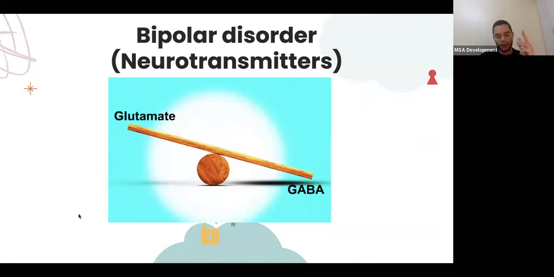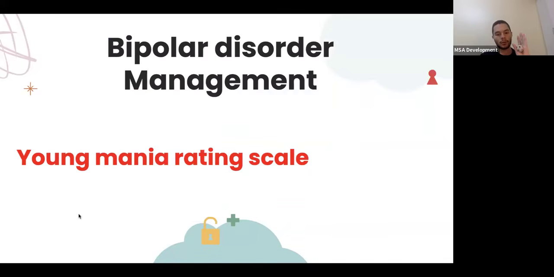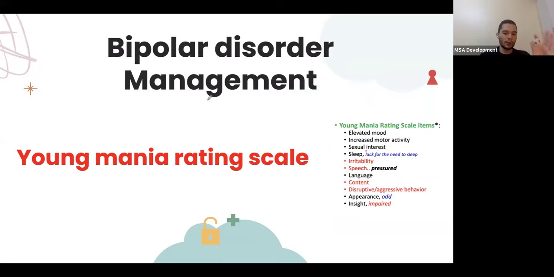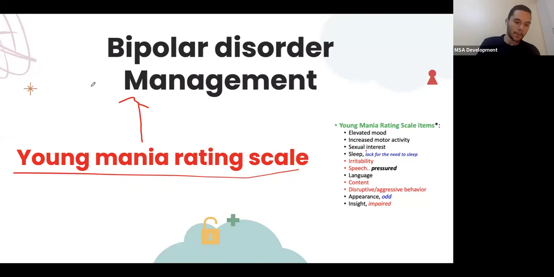Remember the Young Mania Rating Scale. It's very important to remember. You cannot start them on lithium right away. You need to do this scale, and you do not really need to know the questions because I doubt you get asked about them. But remember, the Young Mania Rating Scale is important for diagnosing bipolar disorder patients. And like you said, what's the gold standard treatment for it? Lithium. Yeah. So why is it important? Because it lowers their suicidal risk.